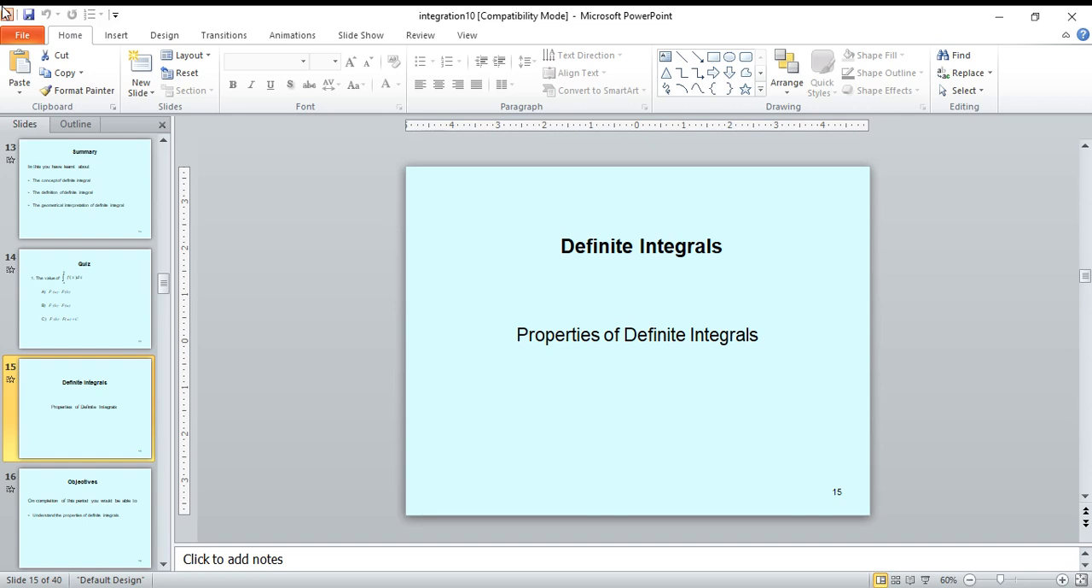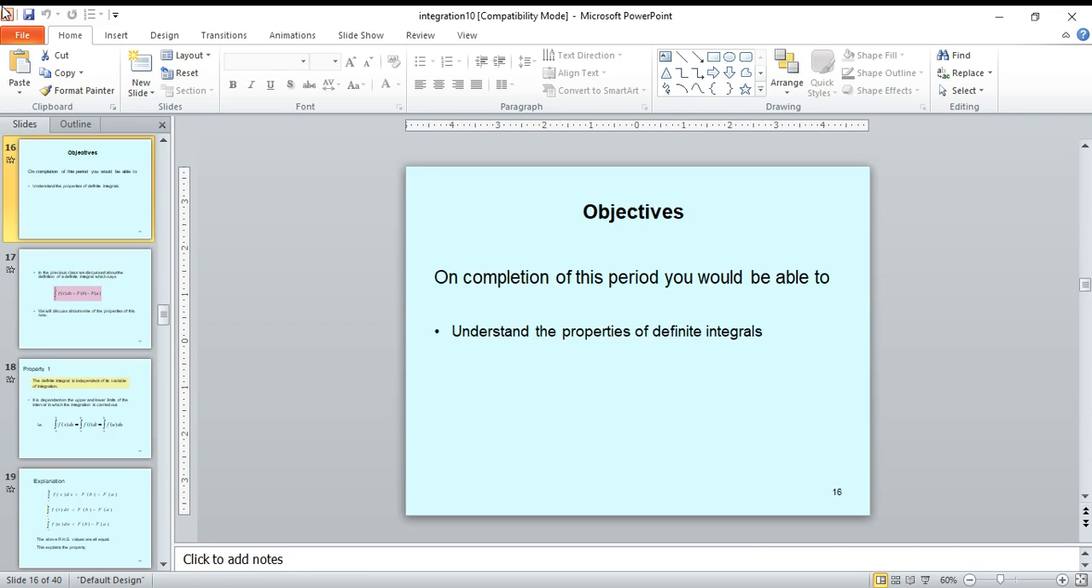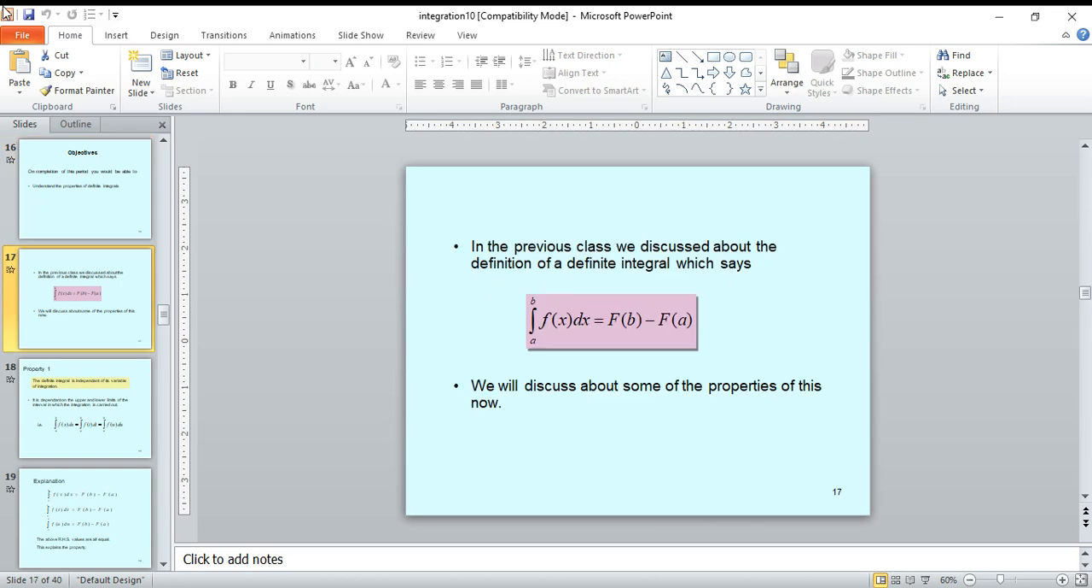Properties of definite integrals. How to do it? For higher level problems we need the properties. They will give an easy answer. Objective. On completion of this period, you will be able to understand the properties of definite integrals. In the previous class, we discussed it.